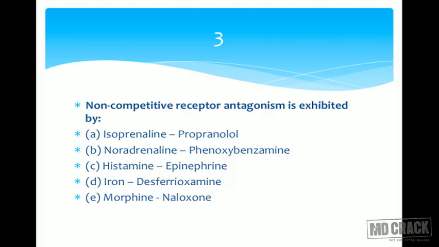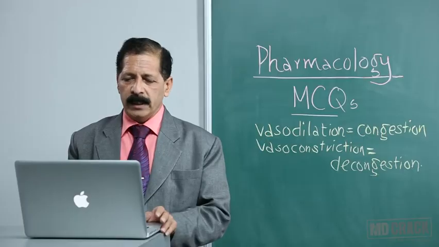So isoprenaline, propranolol, morphine, naloxone are out, and we are left with norepinephrine and phenoxybenzamine. Always remember, this is a rare example. This is non-competitive receptor antagonism. Please remember this, you don't have many examples of non-competitive receptor antagonism. So have a look at the answer. Non-competitive antagonism, noradrenaline, phenoxybenzamine. Okay, next question.